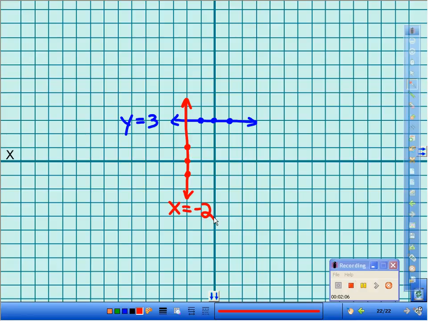The only one of these that is not a function would be this vertical line, because it does not pass the vertical line test, where each vertical line can only pass through one point on our line. So x equals -2 would not be a function. y equals 3 would be a function, because on the horizontal line here, there is no vertical line that passes through more than one point.